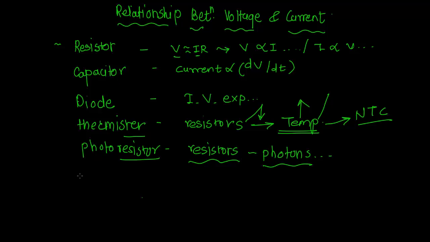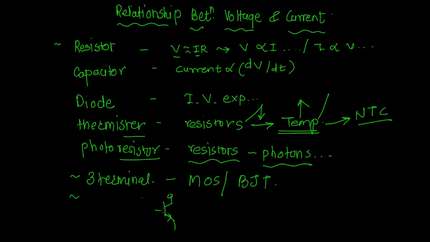Along with this, there are other devices which I haven't talked about. There are 3 terminal devices called MOS or BJT. There are 2 of those. Maybe you don't know much about these devices right now, but this is just an overview. Suppose there is this base, this emitter, and this collector. So this is a BJT.